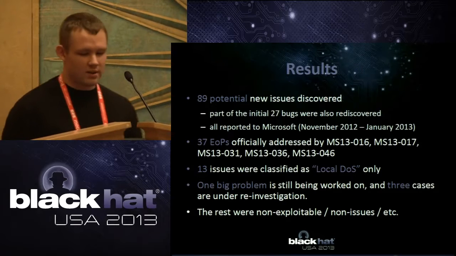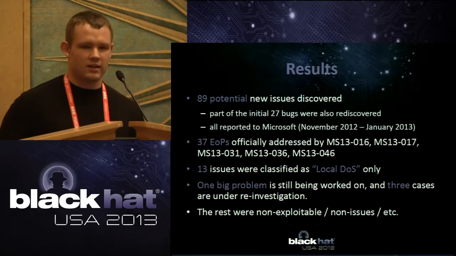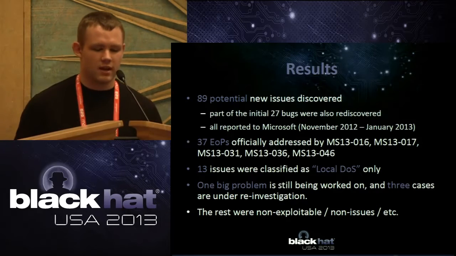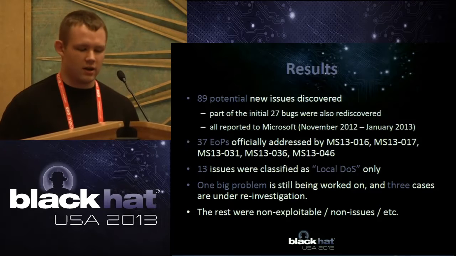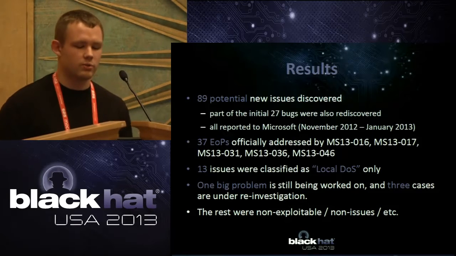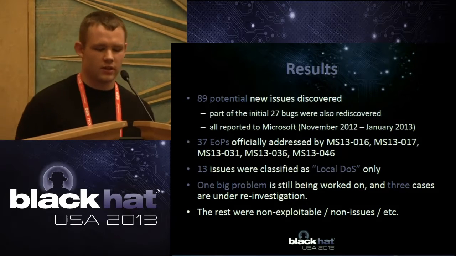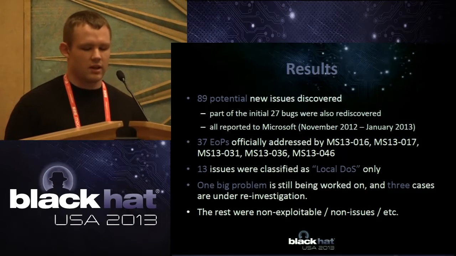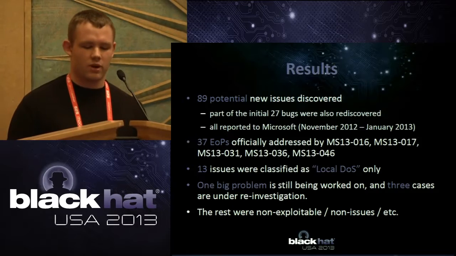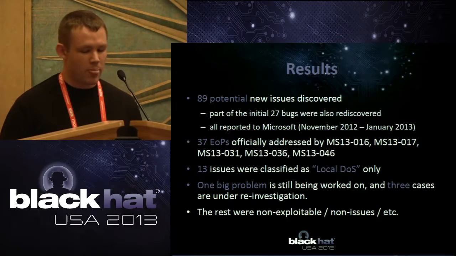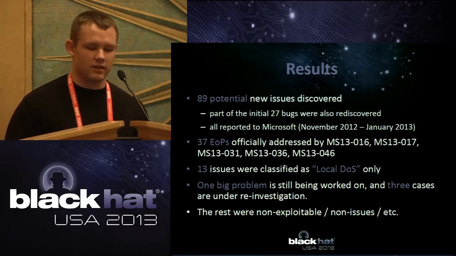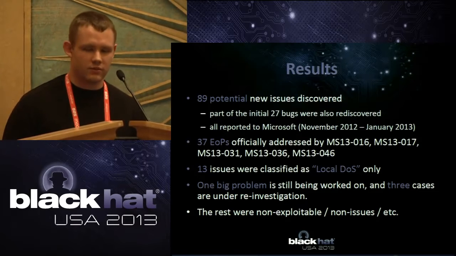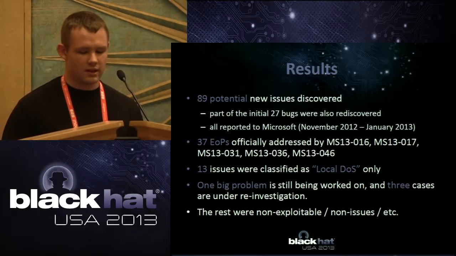Okay, so when it comes to the results, we had 5 different iterations running Windows 7 and Windows 8 in different bitnesses, and all of this resulted in almost 90 potential new issues, which we all reported to Microsoft. Part of those were the initial 27 bugs that we discovered and reported to Microsoft from November last year to January this year. And these resulted in the fixes of 37 EOPs being addressed by 5 different Microsoft bulletins.